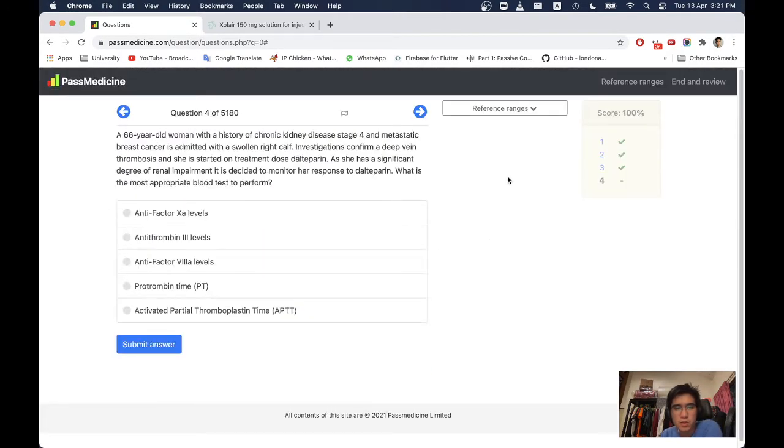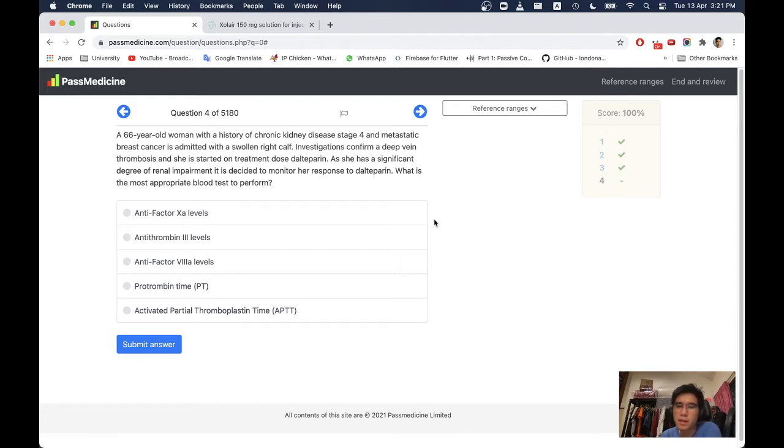Next question. A 66-year-old woman with a history of chronic kidney disease, stage 4 and metastatic breast cancer, is admitted with a swollen right calf. Investigations confirm a deep vein thrombosis, and she is started on treatment dose of dalteparin. As she has a significant degree of renal impairment, it is decided to monitor her response to dalteparin. What is the most appropriate blood test to perform?